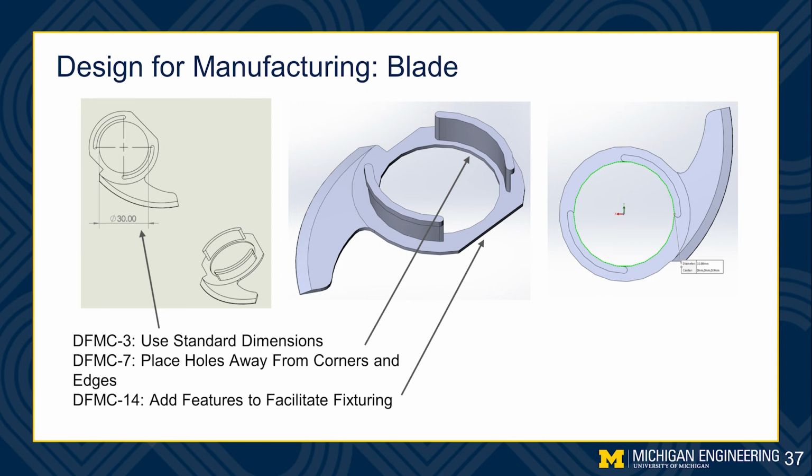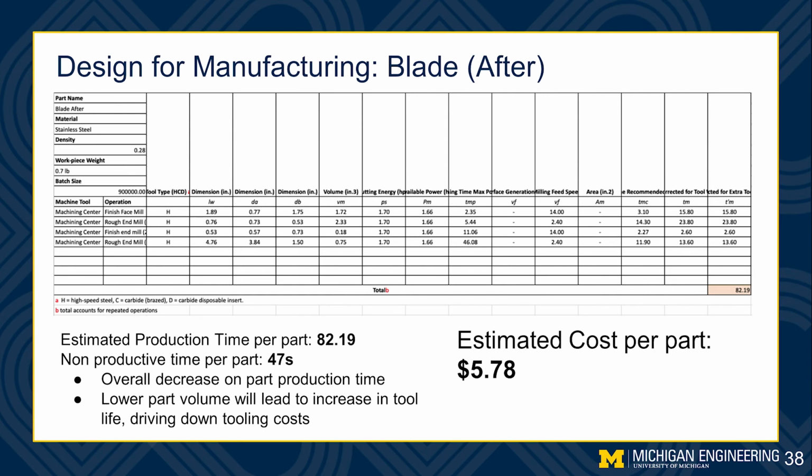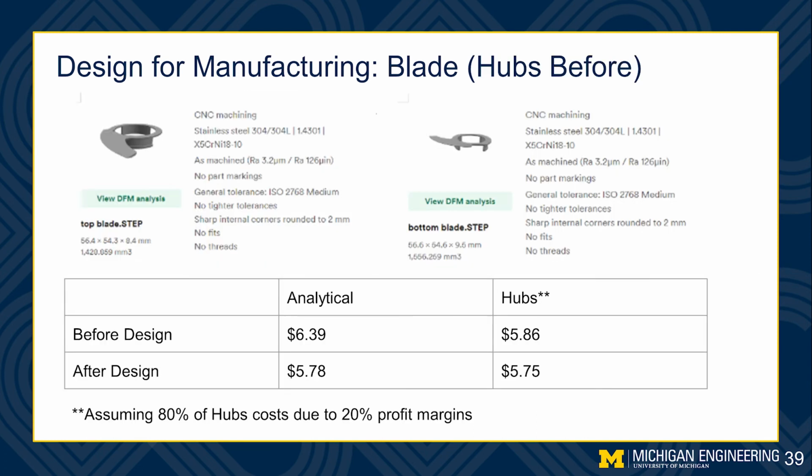The three rules we used were DfM C-3 with standard dimensions, DfM C-7 to place features away from edges and corners, and DfM C-14 showing the flat sections to facilitate fixturing. You can see here on the right the before and on the left the after for direct comparison. After redesign, we analyzed the estimated cost per part to be $5.78. As comparison, most of the cost reduction lies in the lower estimated production time per part.